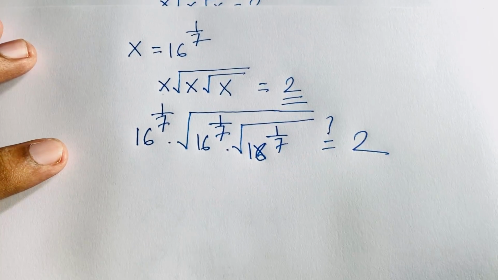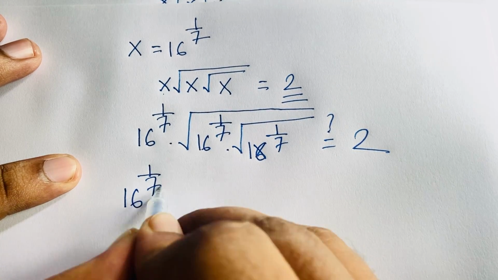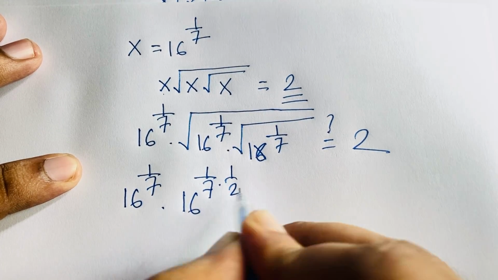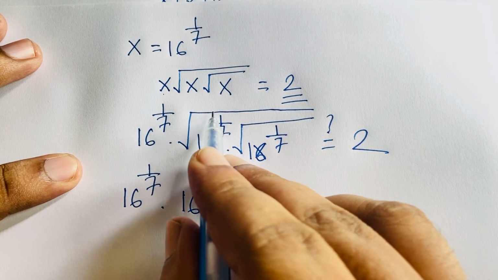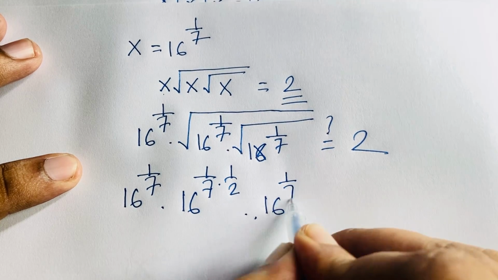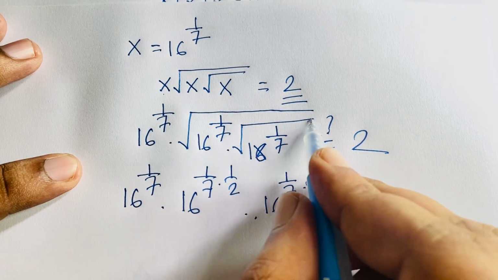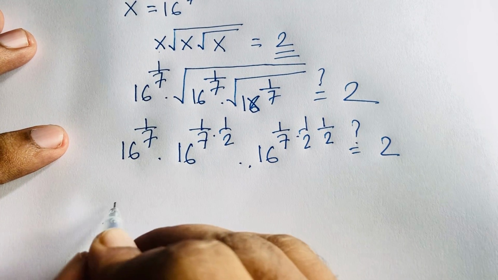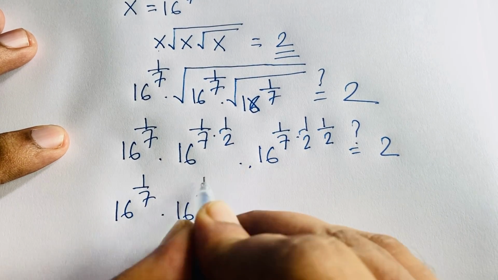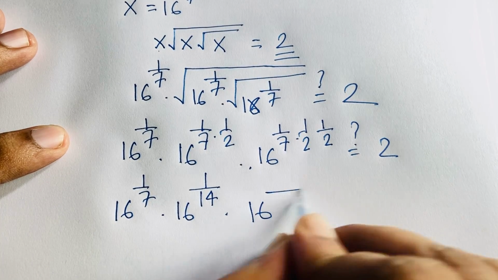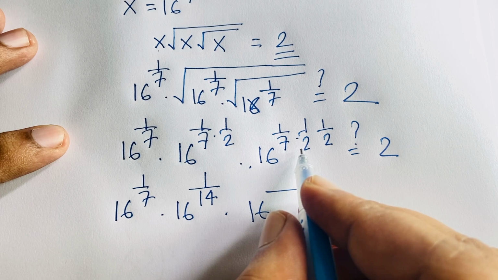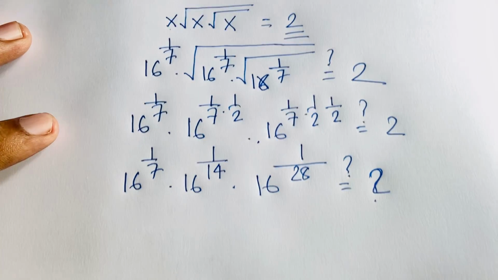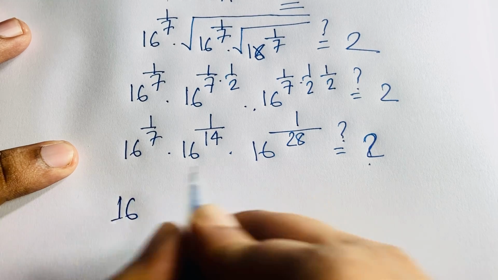Now I can say that it will be 16 to the power 1 over 7 times the square root of 16 to the power 1 over 7, which is 16 to the power 1 over 7 times 1 over 2. Then again, here is another square root, so 1 over 2 again, is equal to 2. Now I can say 16 to the power 1 over 7 times 16 to the power 1 over 14 times 16 to the power 1 over 28, is equal to 2.